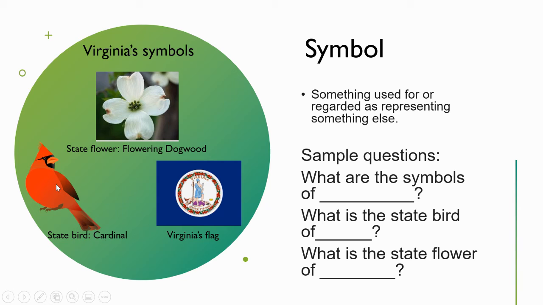Virginia's state bird is a cardinal, and it looks like this. I'm pretty sure you guys have seen it. And this is Virginia's flag. So some sample questions with the word symbol could be, what are the symbols of Virginia or the state you're researching? You can also ask directly, what is the state bird of Virginia or New York? What is the state flower of North Carolina or South Carolina? Okay, remember, this is the word symbol. Symbol.